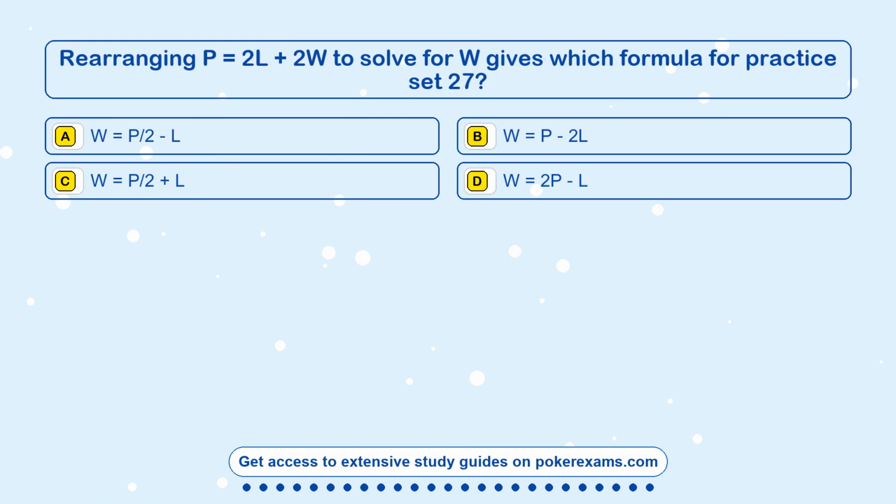Question 11. Rearranging P equals 2L plus 2W to solve for W gives which formula for practice set 27? Option A, W equals P/2 minus L. Option B, W equals P minus 2L. Option C, W equals P/2 plus L. Option D, W equals 2P minus L.